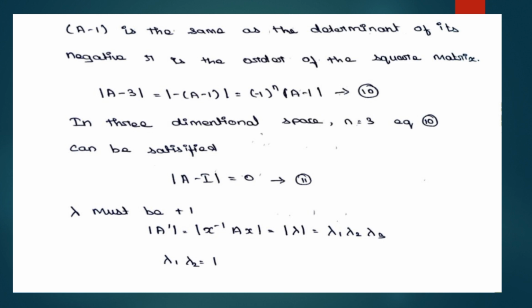The determinant of A - 1 is the same as the determinant of its negative, where n is the order of the square matrix. Modulus of A - 1 is equal to modulus of minus (A - 1), which is equal to (-1) to the power n times modulus of A - 1. This is equation 10. In three-dimensional space, n is equal to 3, and equation 10 can be satisfied if modulus of A - I is equal to 0. This is equation 11. Lambda must be positive 1. Modulus of A dash is equal to modulus of X inverse AX, which is equal to modulus of lambda, which is lambda 1 lambda 2 lambda 3. Lambda 1 lambda 2 lambda 3 is equal to 1.